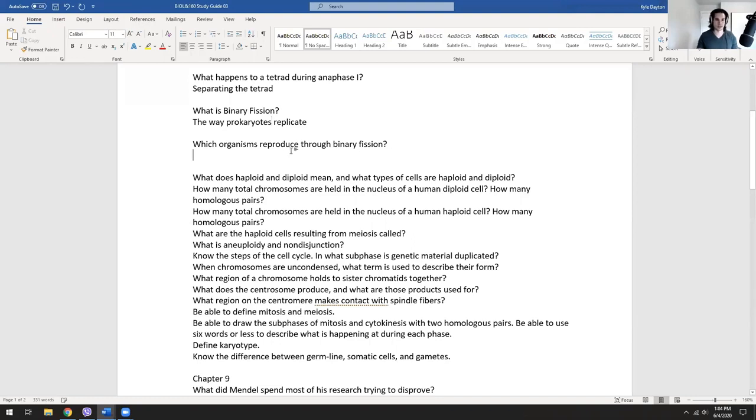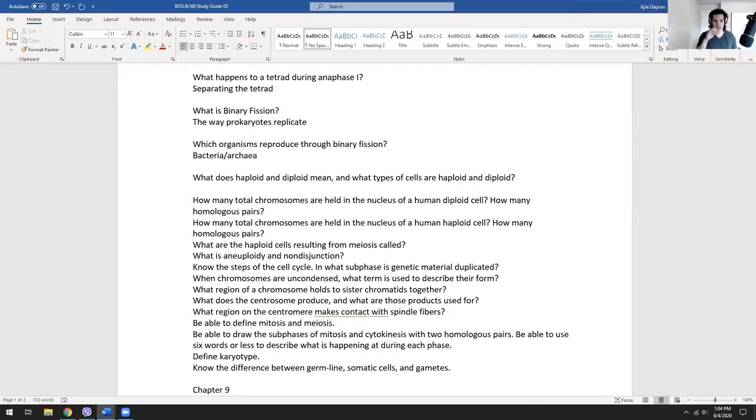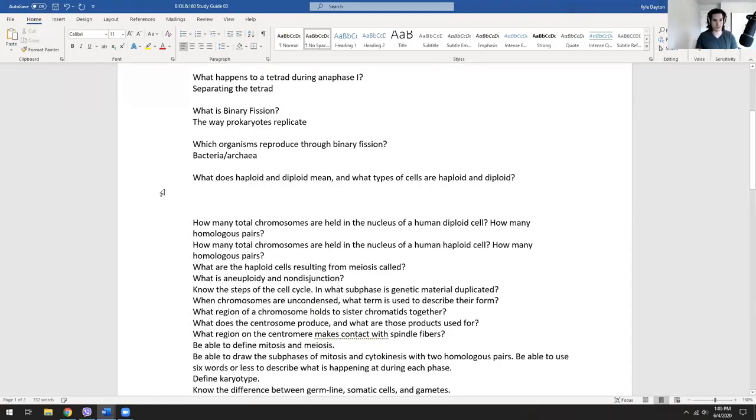So which organisms reproduce through binary fission? Bacteria, archaea. Remember, those are the two other domains of life. We've got eukarya, and then we have bacteria and archaea, which are prokaryotic cell types.